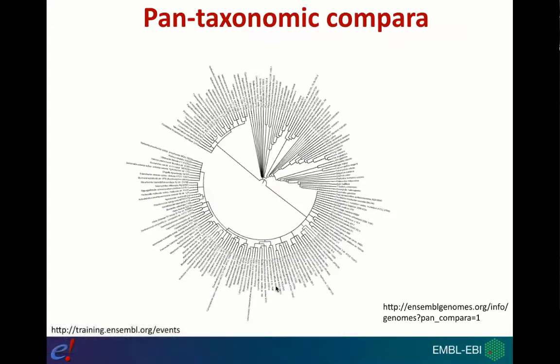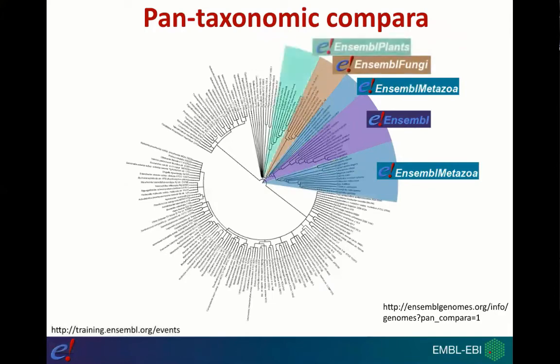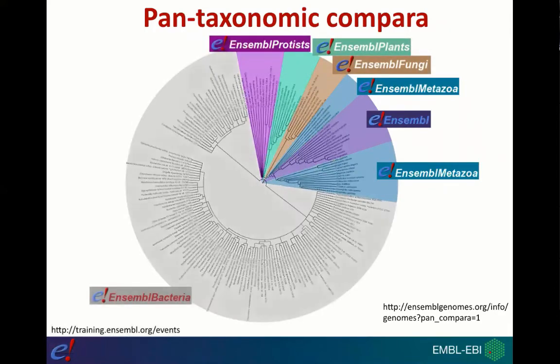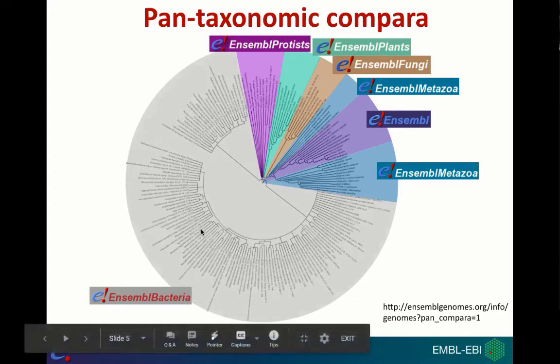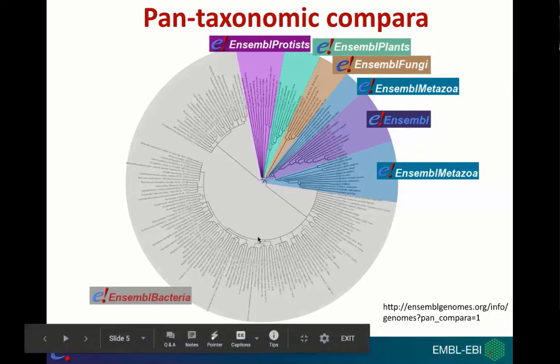And then the next thing that we do is we also perform what we call pan-taxonomic comparative analyses. This is where we take representative species from each of the different taxa. So we take some representative vertebrates from Ensembl, and then also some non-vertebrate species from Ensembl metazoa, fungi, plants, protists, and bacteria as well. And then we perform the same analyses as we do for each of the individual taxa. So we look at gene tree constructions and homology relationships, for example, across this representation of the tree of life.